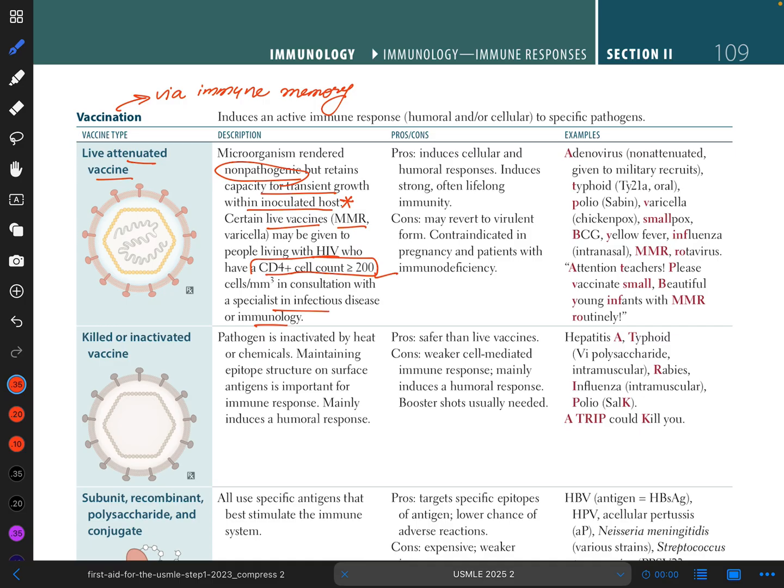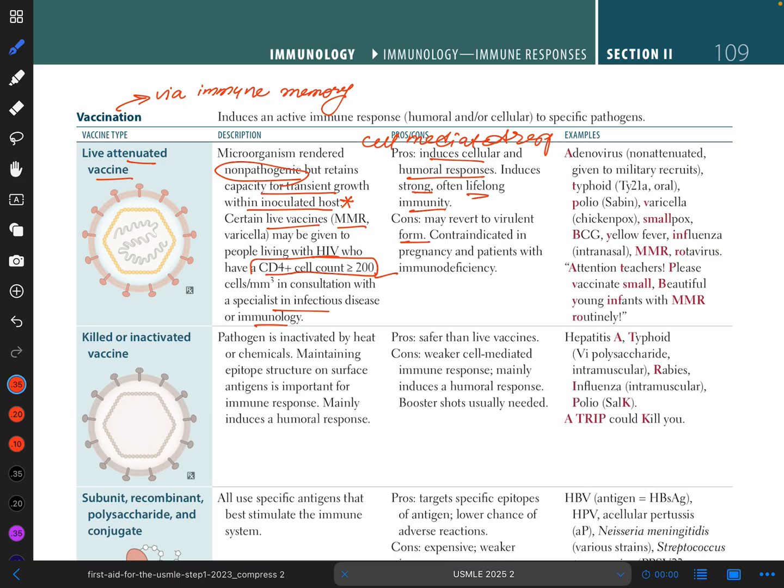What are the pros and cons? The pros are that they induce several humoral responses, and they also induce a cell-mediated response. And they induce a strong, often lifelong immunity. And the contraindication: it may revert to a virulent form.